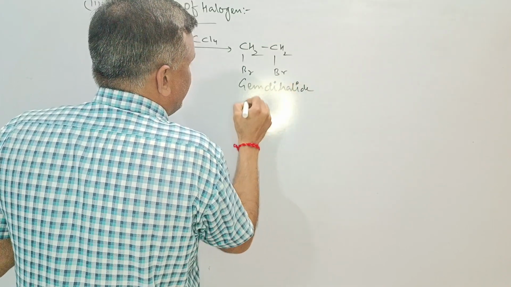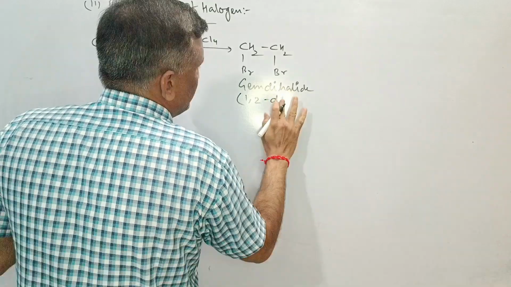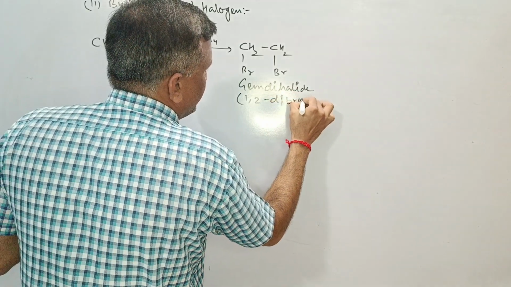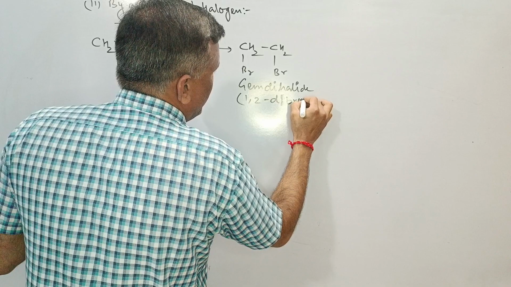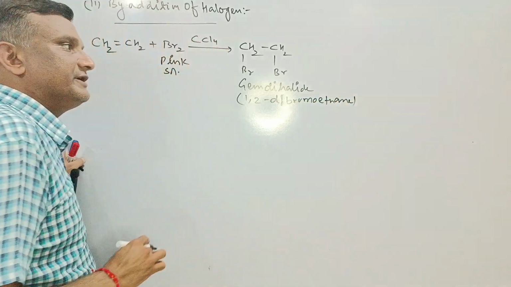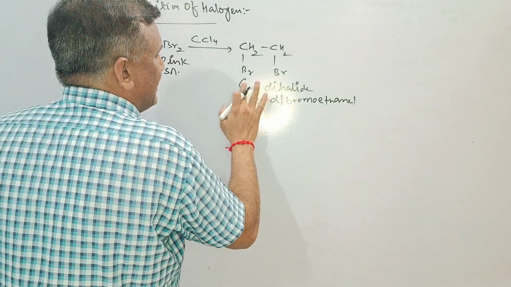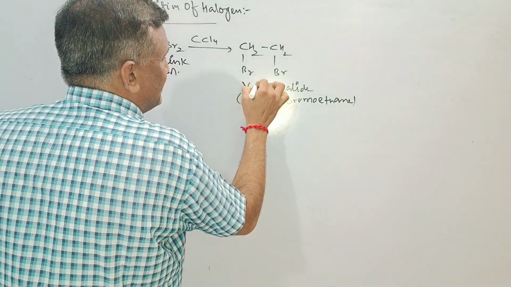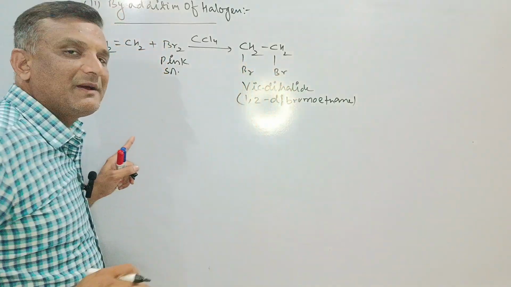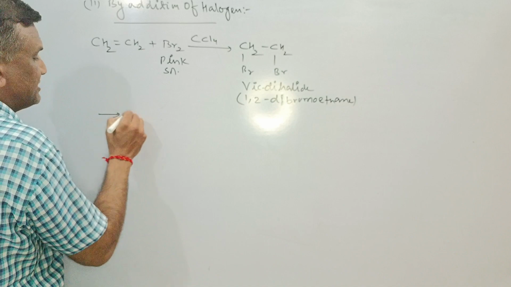Here there will be formation of 1,2-dibromoethane. This is a vicinal dihalide, not a gem dihalide, because both halogen atoms are present on neighboring carbon atoms. This test is also used for unsaturation.